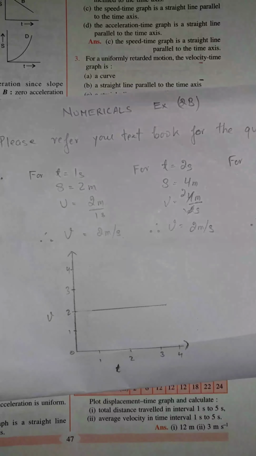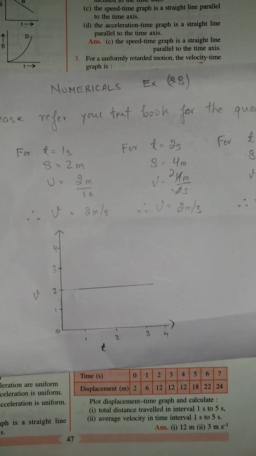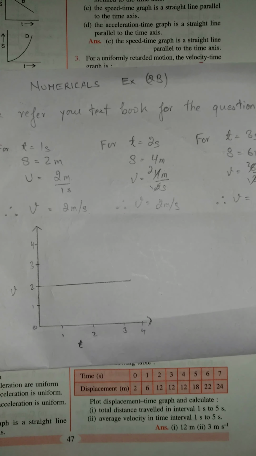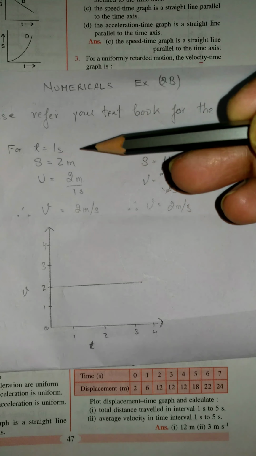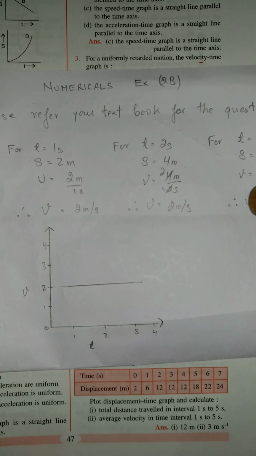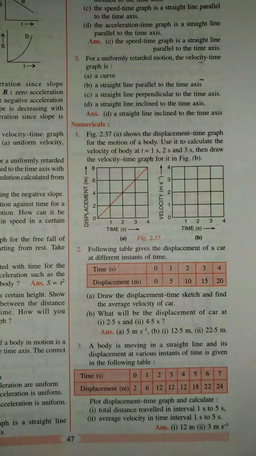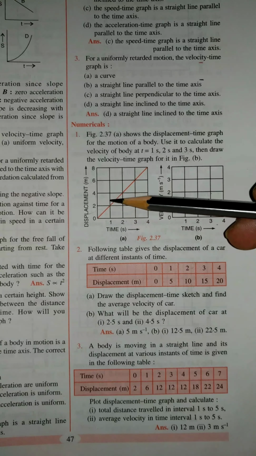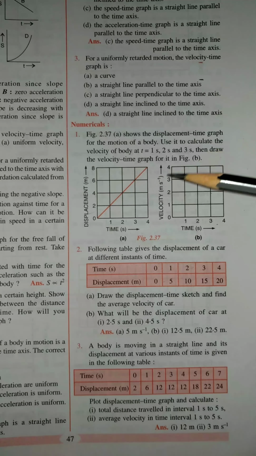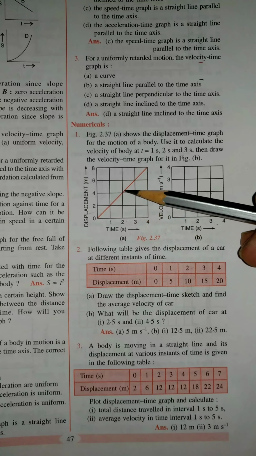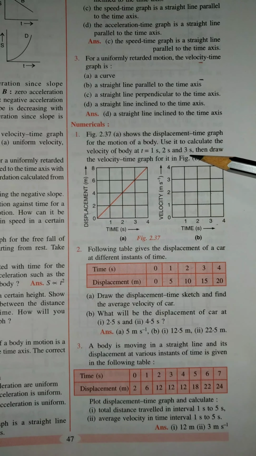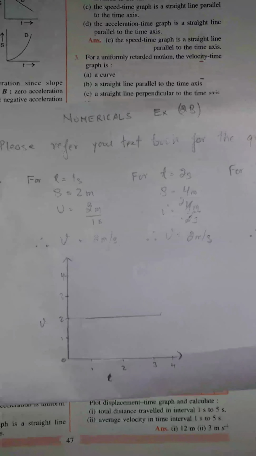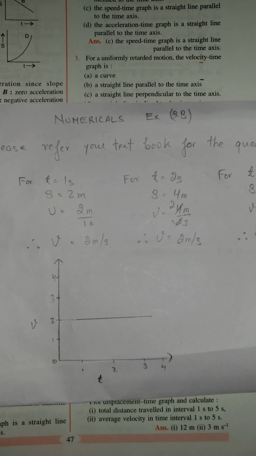So I have done this here. Please refer to your textbook for the question. For t equals 1 second, displacement is 2 meter. How do you get this 2 meter? It's very important how to get this 2 meter from the graph. For time equals 1 second, displacement will be 2 meter. For time equals 2 seconds, the displacement will be 4 meter. For time equals 3 seconds, the displacement will be 6 meter. So using these values, I have to calculate the velocity 3 times, for every time given to us.